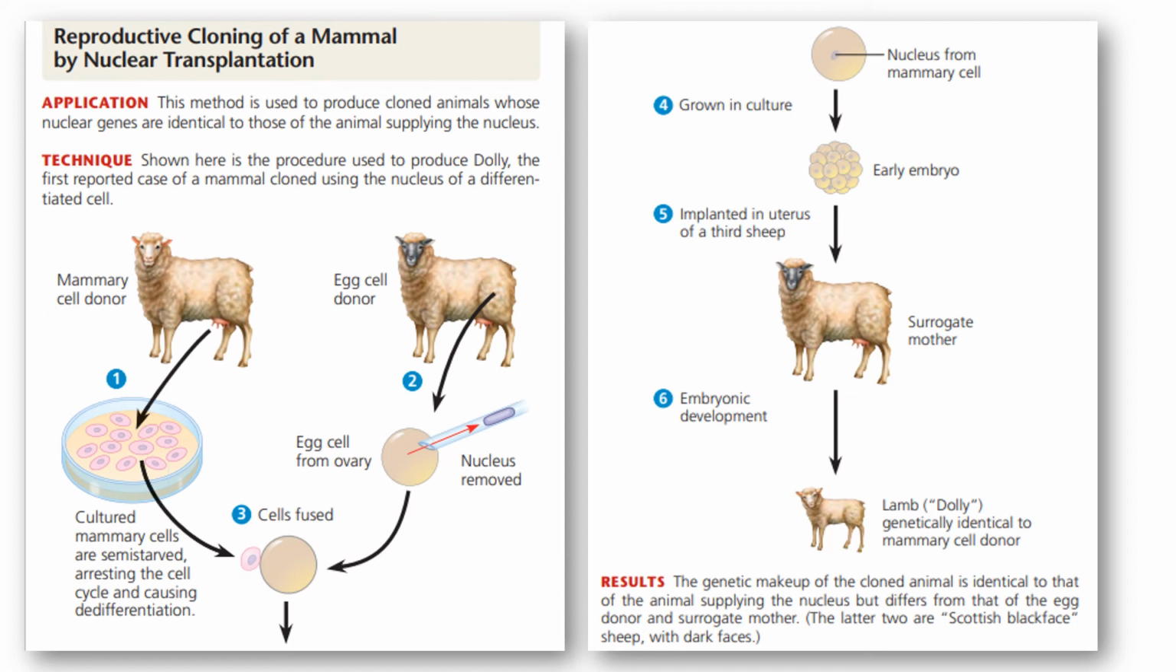The genetic makeup of the cloned animal is identical to that of the animal supplying the nucleus. Sino yung supply ng nucleus? Yung mammary cell donor. But it differs from that of the egg donor and surrogate mother. Iba yung kanyang genes. Ayan, yung kanyang genetic makeup doon sa egg donor as well as the surrogate mother. Ayan, so if you want to know more about this, pwede nyo siyang makita sa internet. Maraming explanation how this kind of cloned mammal ay ginawa.